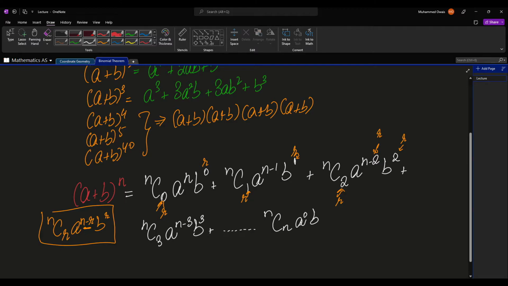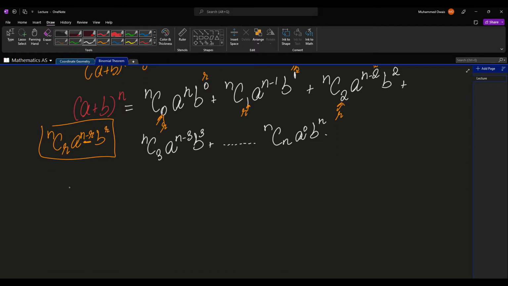And now b has a power of r, here it is n, so b becomes n. So this is the binomial theorem. Now then, let me do a question for you so that you may understand it better. All right, how about the simplest question?